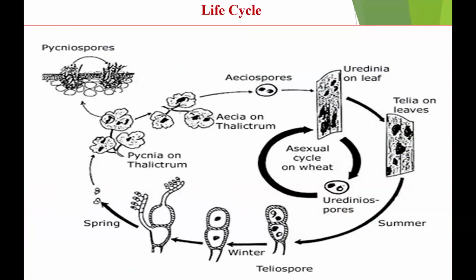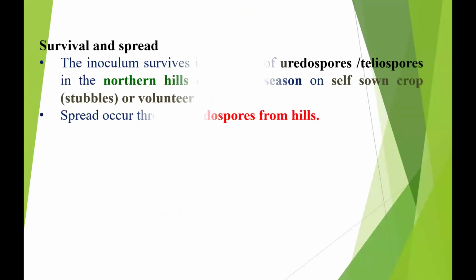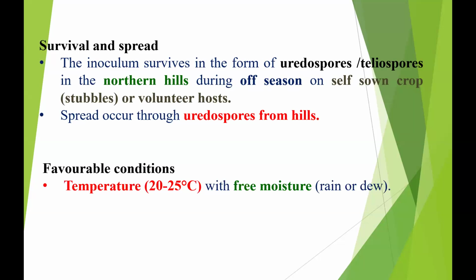And the life cycle here also is similar. As we can see, the urediospores are the asexual and repeating spores. And then comes the teliospore, which is the resting spore, which overwinters in the crop debris. And then when the favorable temperature and conditions arrive, they germinate and form basidiospores and infect the alternate host, that is Thalictrum. And then from there, aeciospores come again to the wheat crop. And the survival and spread are similar to the previous rust fungi. And the temperature is 20 to 25 degrees Celsius with free moisture.